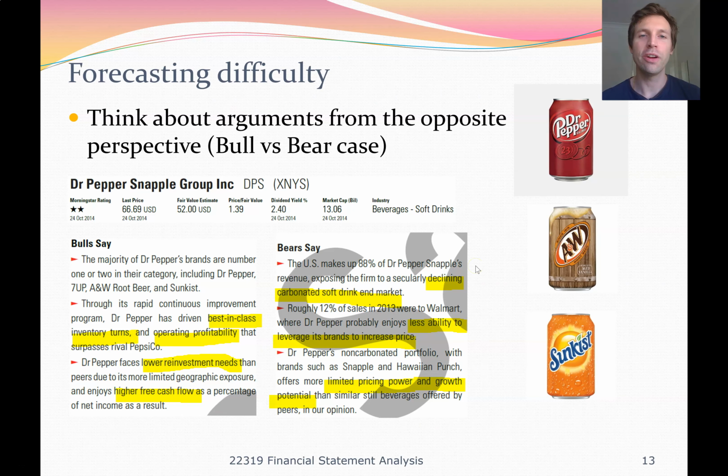My final point for thinking about forecasting is to always try and think about things from different perspectives. We could call it a bull or bear case, like in this analyst report. This analyst report for Dr Pepper, it has a little section here, the bulls say and the bears say. So this is finance terminology. A bull is someone who believes the stock market or the valuation is going to increase. And a bear is someone who believes the prices are going to decrease.